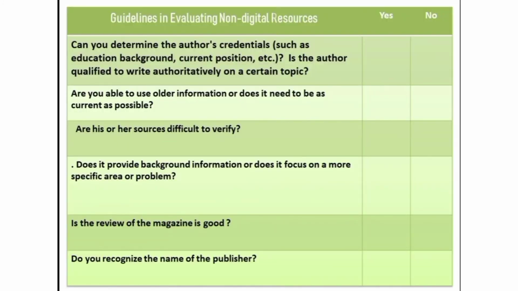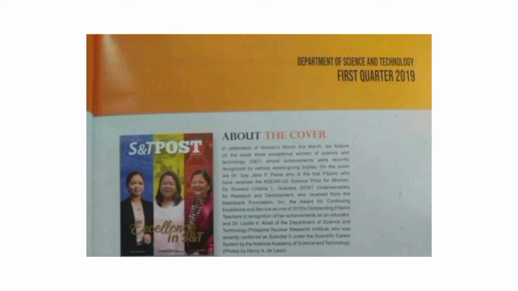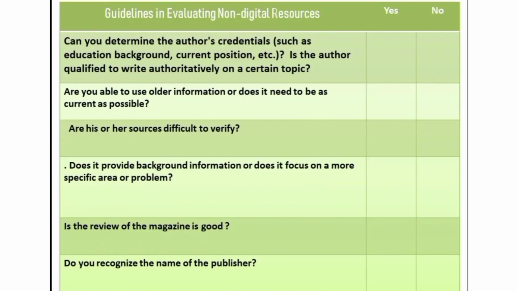The first question is, can you determine the author's credential, such as educational background, current position, and so on? The answer is yes. Why? Because it is found at the beginning of the journal article. Next is, are you able to use older information, or does it need to be as current as possible? The answer is also yes. Why? Because it is beneficial even if it was published two years ago.